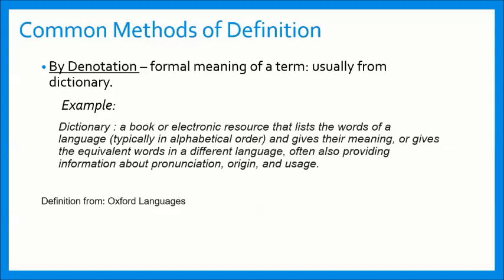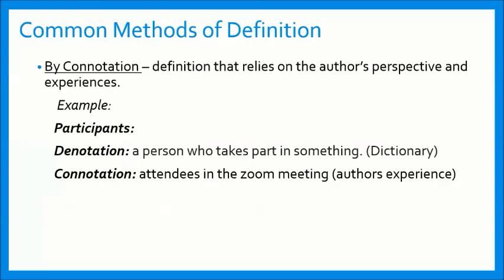A book or electronic resource that lists the words of a language, typically in alphabetical order, and gives their meaning or gives the equivalent words in a different language, often also providing information about pronunciation, origin, and usage. This definition is from the Oxford Languages. I used Google to look for this definition. So if you're going to write an essay and you are going to use a meaning from a reference, that is denotation. Okay lang yon kung gagamit kayo ng ganun, as long as you tend to define a term.